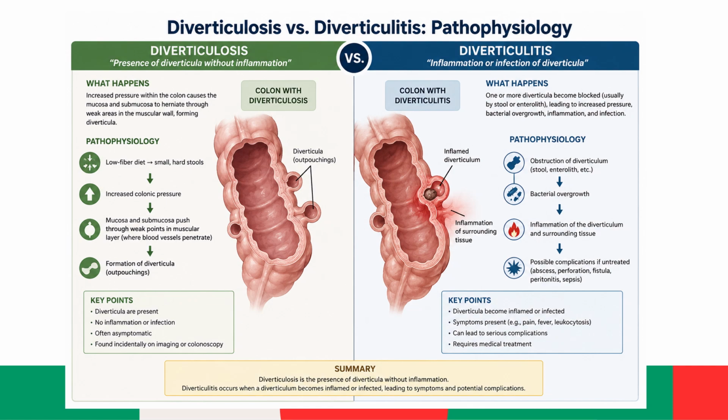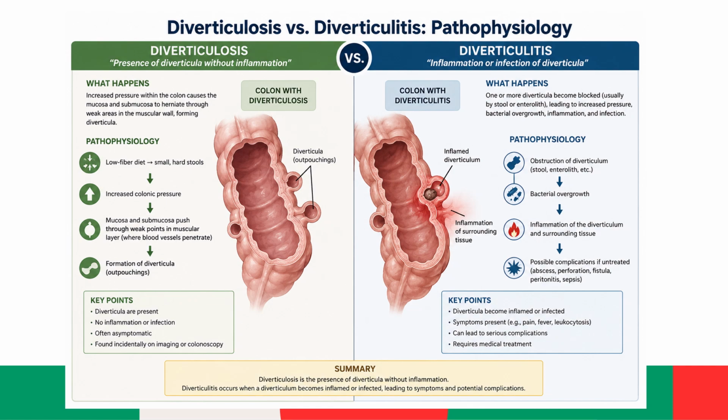So before we talk about manifestations and management, I want to make sure the difference between diverticulosis and diverticulitis is very clear, because these terms are sometimes used interchangeably, but they're not the same condition. So let's start with diverticulosis. Diverticula are small sac-like outpouchings that develop in the wall of the colon. And they occur when the mucosa and submucosa push outward through the weaker areas of the muscular wall. And it's often where blood vessels penetrate the colon.